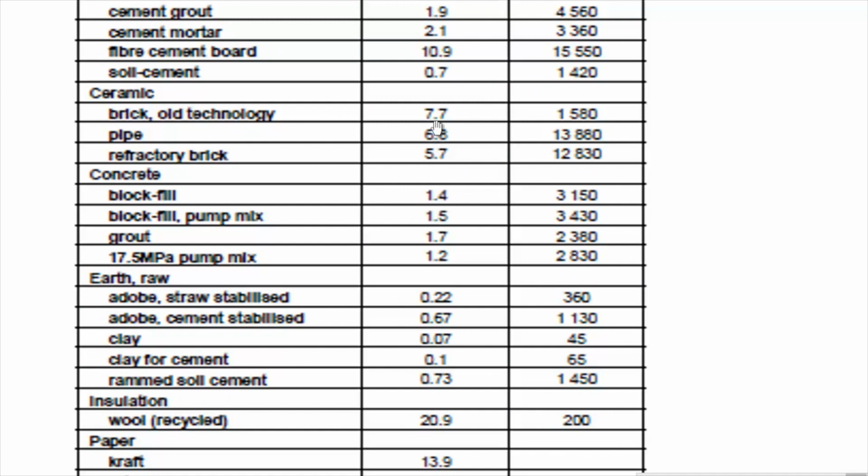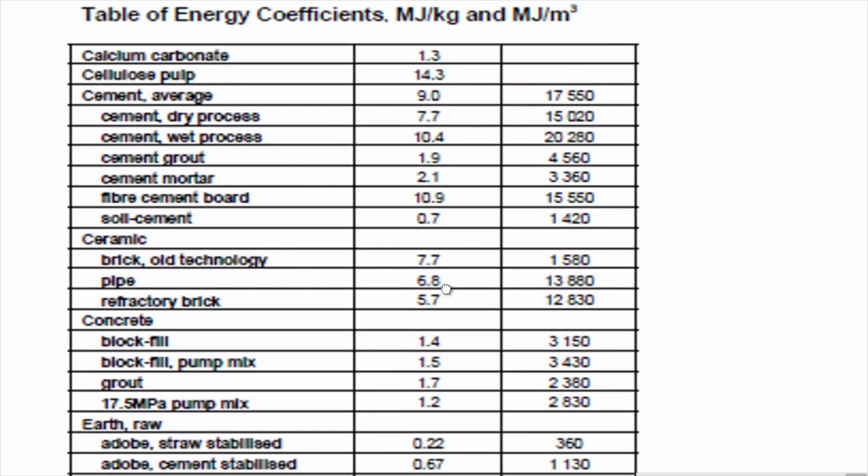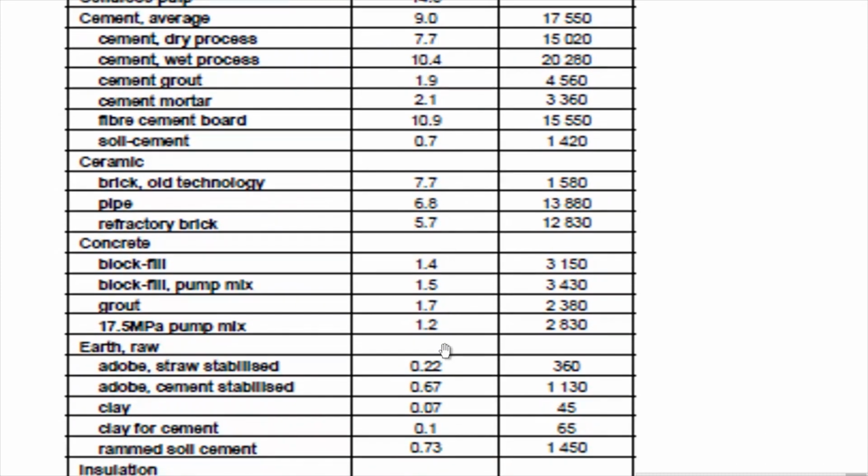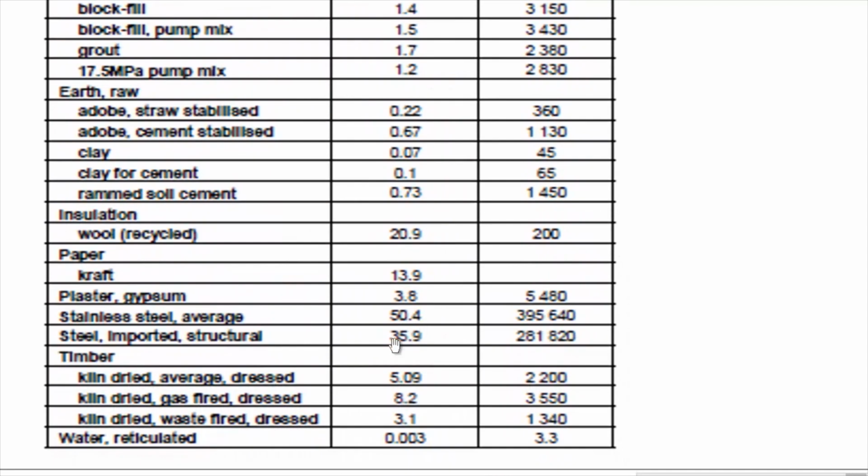Concrete is 1.4. Ceramic gives a higher value of about a range of 7.7 to 5.7. 10.4 goes only for the usage of cement and fiber cement boards. So, if we use stainless steel or other materials like steel in terms of structural components, it gives a range of about 35 to 50.